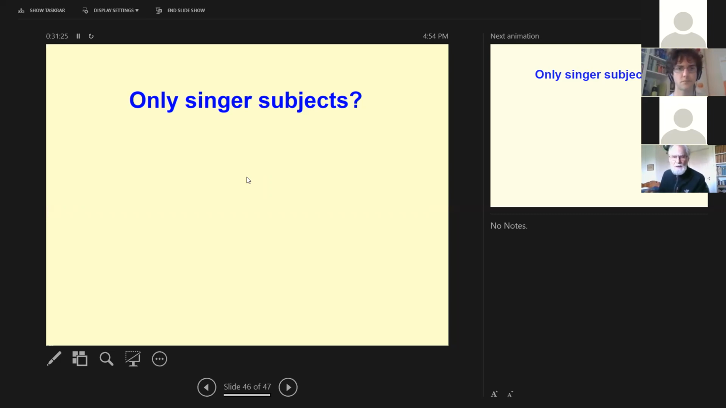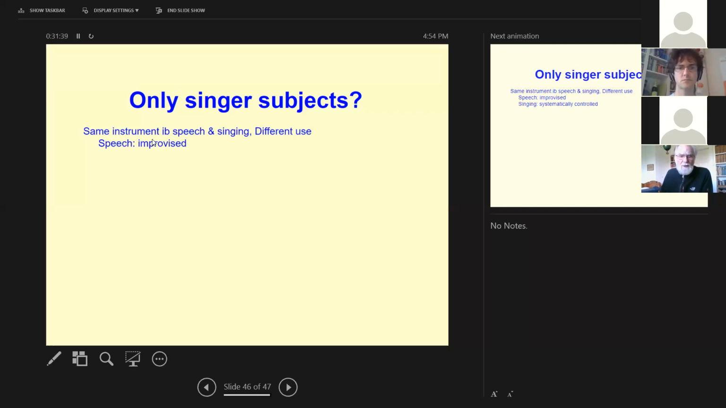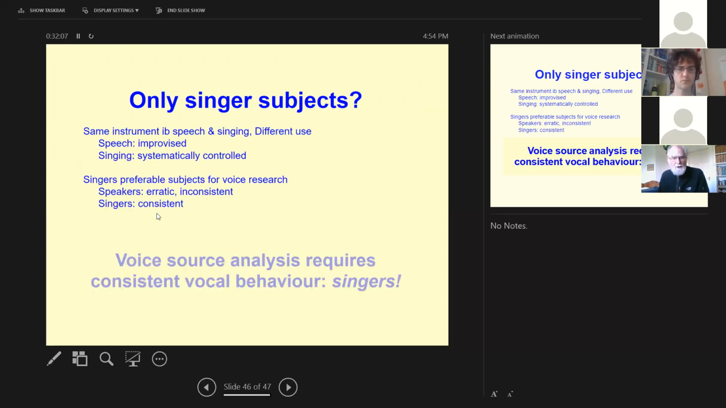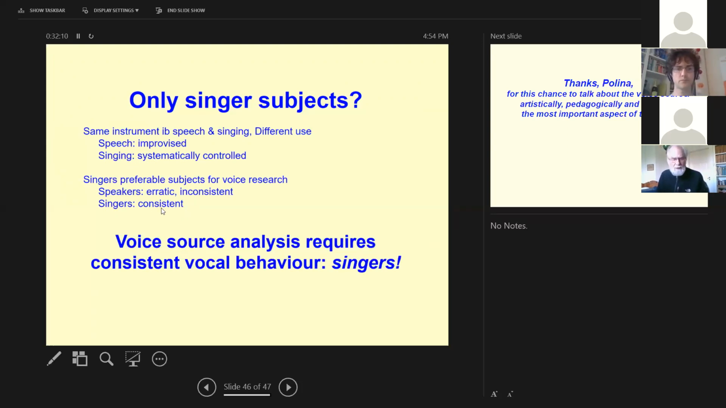But on the other hand, it is necessary to use singers if you need consistent subjects. The same instrument is in speech and singing, but with different use. Speech is always improvised, at least in conversations, and it is systematically controlled in singing. Otherwise, you can't sing convincingly if you have an uncontrolled voice and voice source. Singers are preferable subjects for voice research because speakers are erratic and inconsistent, and you need consistent and replicable voices if you want to do research.